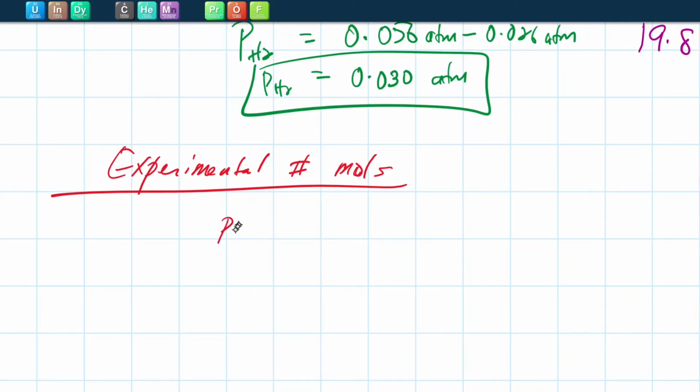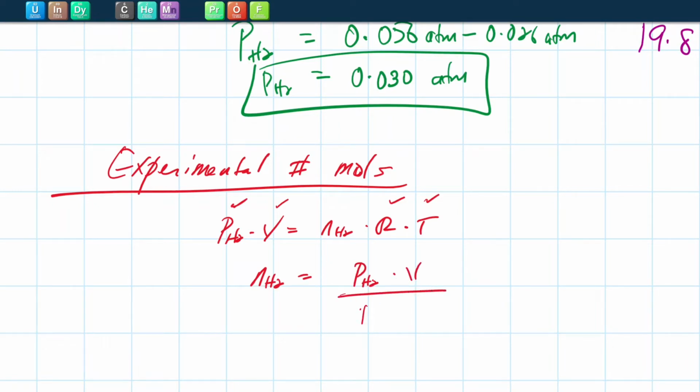So we know that the pressure of hydrogen times the volume is equal to the number of moles of hydrogen times R times T. We know V, or we should know V, we should know T, R is a constant, and we just figured out our partial pressure of hydrogen. So the number of moles of hydrogen should be the partial pressure of hydrogen times the volume divided by R times T. We said, suppose this reaction was done at 295 kelvins.